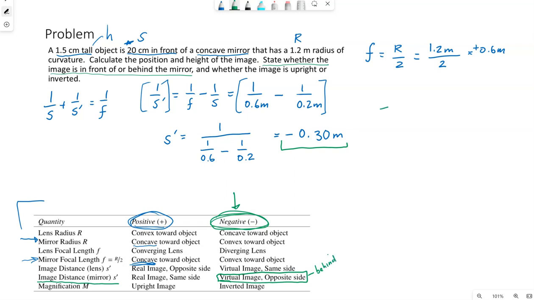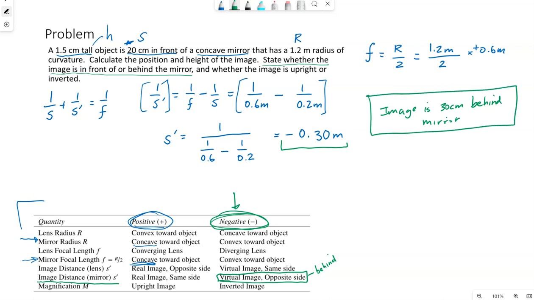So we can say this image is 30 centimeters behind the mirror. Our object was in front, the 20 centimeters. Our image appears back here, 30 centimeters away. Now, it will be upright, which I'll show you, and it will be magnified. So let's calculate that as well.